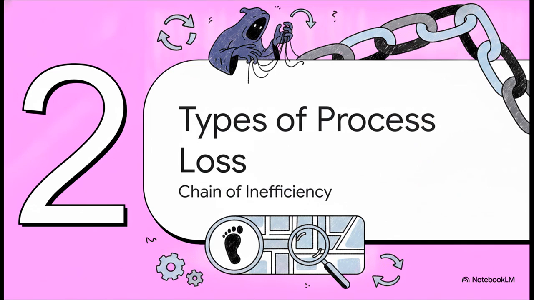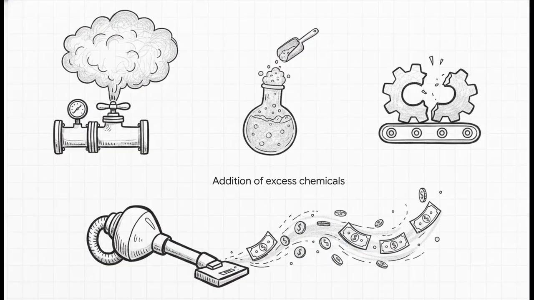Moving on to Section 2, the 3 types of process loss, or as I like to call it, the chain of inefficiency. To stop this invisible thief, we have to know exactly what they look like and where they operate, right? There are 3 main culprits of process loss that we really need to investigate: unnecessary pressure discharge, adding excess chemicals, and the mishandling of semi-products. Each one of these has its own sneaky way of siphoning money right out of your production line.